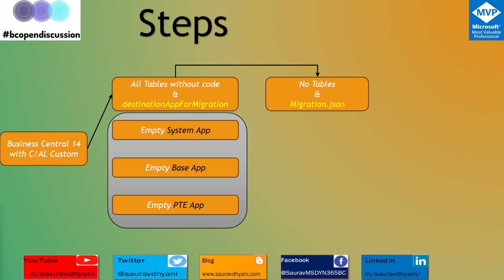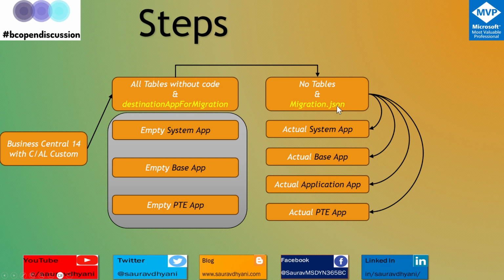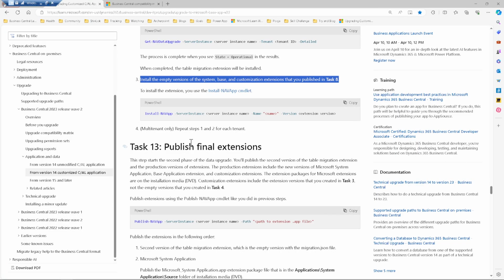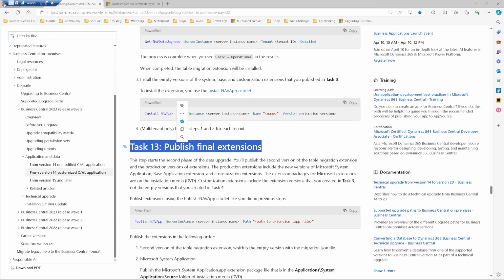But remember that there is a migration.json file in it, which will look for the same table in all the extensions that are listed in that migration.json. So it'll look for all the tables or fields that you have created or customized and look for them in all the different extensions, which are actual extensions from Microsoft and your PTE extension. So using this, what will happen, and let's go back to our step. Now it says publish the final extension. Now this is the second or the last step of it.